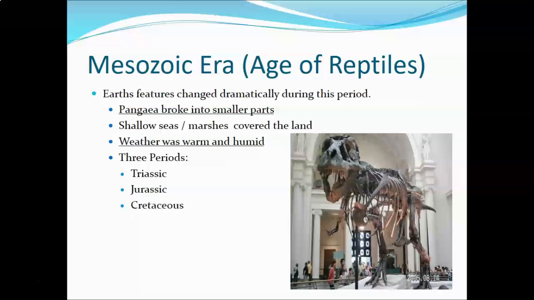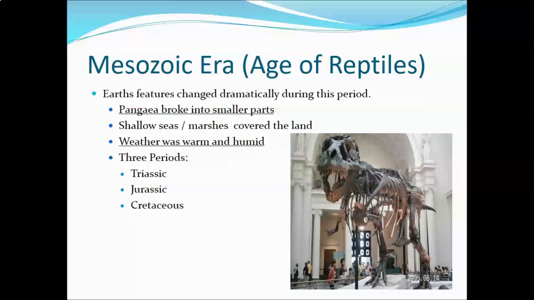Something happens, causes the oceans to change in their salinity, to change in temperature, and causes a major extinction. That allowed for some of the creatures that lived on land to become more dominant. Enter the Mesozoic era, the age of reptiles.